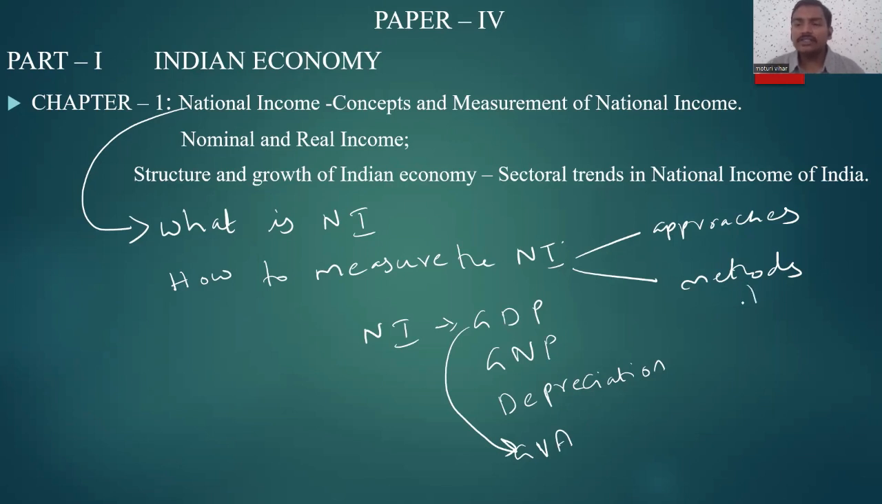When it comes to methods, we calculate it in the form of the product method. We calculate it in the form of the income method. We calculate the national income from the expenditures. Why do we try to calculate the income in the form of the expenditure method? Simple. Suppose I earn 1000 rupees, I will spend it.